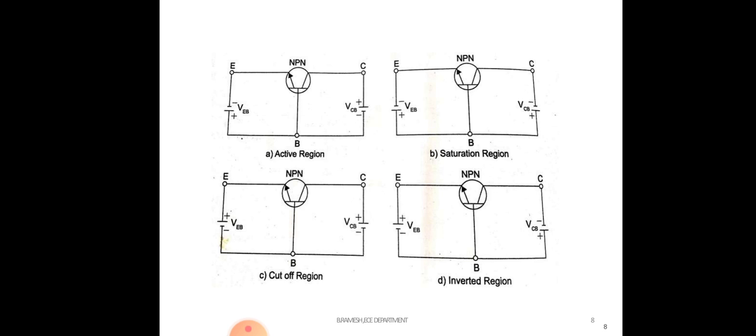Then similarly the saturation region: both junctions are forward biased. When both sides are forward biased, the transistor carries more current, and in the saturation region the current becomes almost constant. The next ones are the cutoff region and the inverted region. In the cutoff region, both junctions are reverse biased, and in the inverted region the input side is reverse biased and the output side is forward biased. So these are the connections by giving the bias voltage.